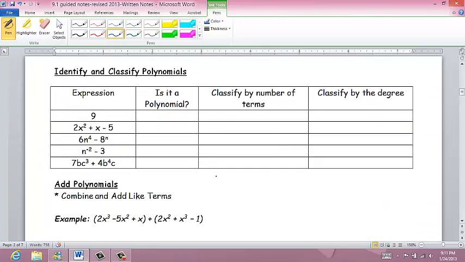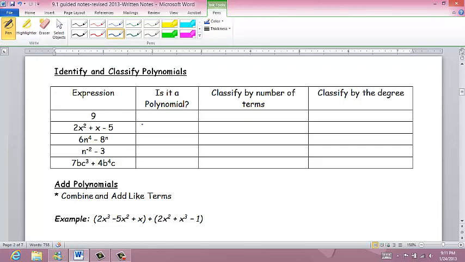Now, if you could pause the video and go through and look at this chart and try to answer these on your own, and then replay it and basically check your answers. So go ahead and try it on your own.